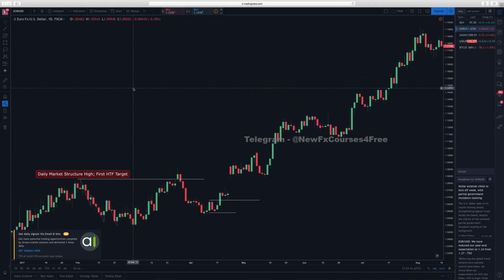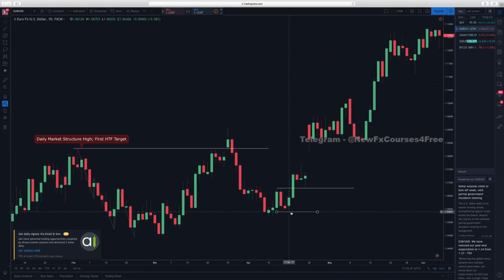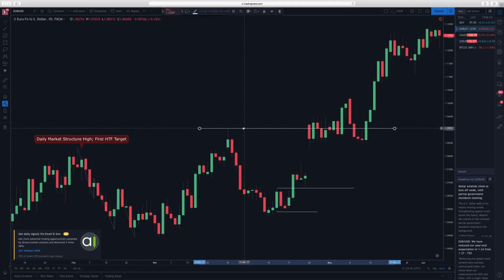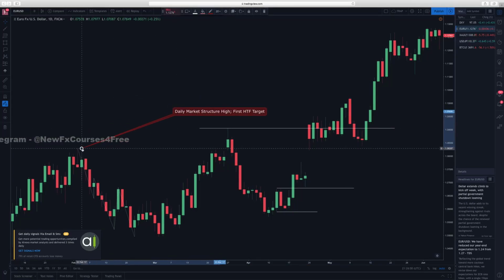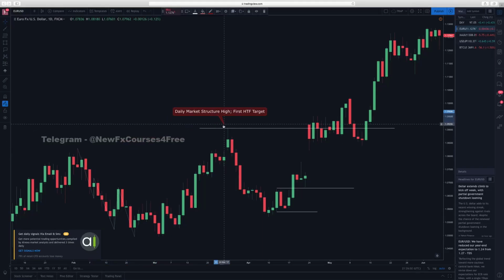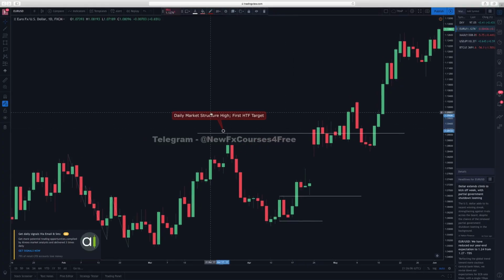So this is where we would have been structurally. So any longs being taken from here after confirmations of higher prices would have been looking for new structure high. So just here. And then this big move would have been a new target. So generally, this would have been the area that we would have been targeting.